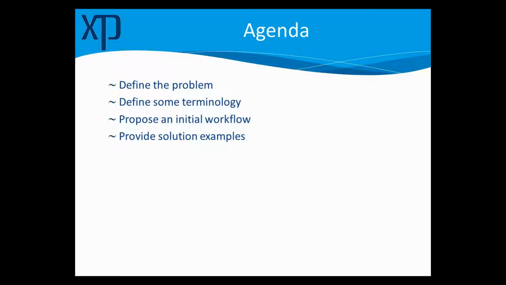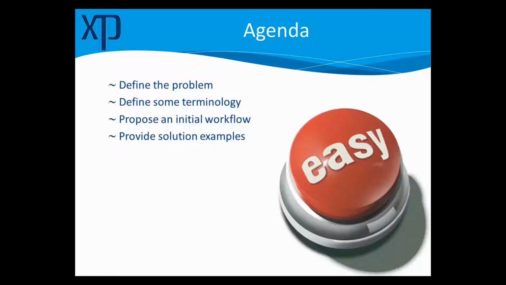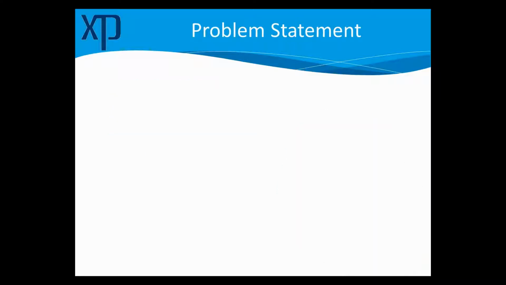I'm going to start by defining what I see the problem being with this type of data, defining some terminology so that everyone's on the same page of what we're talking about. Then I'd like to propose an initial workflow that you could use and craft for yourself, and then provide some solution examples to help show how some of this looks in a more practical sense. The real goal here is to try to make things easy. While this is not a technical training, we will cover some topics that are a little more technical in nature. So I'm going to start with the problem statement.